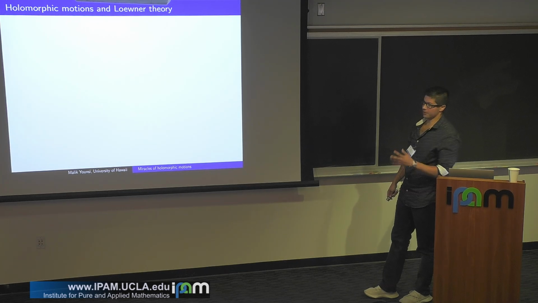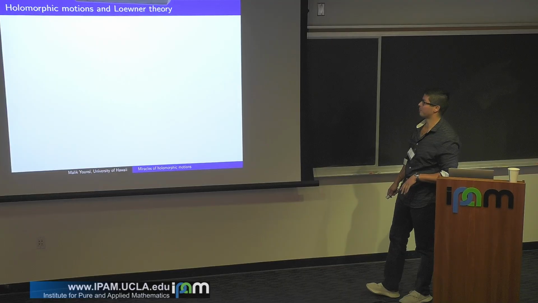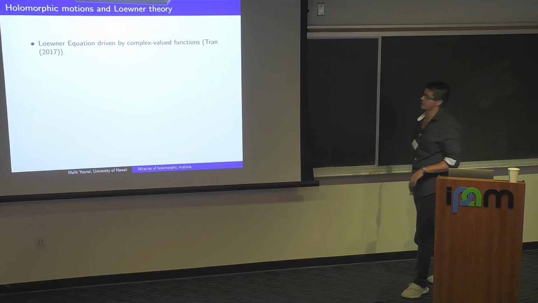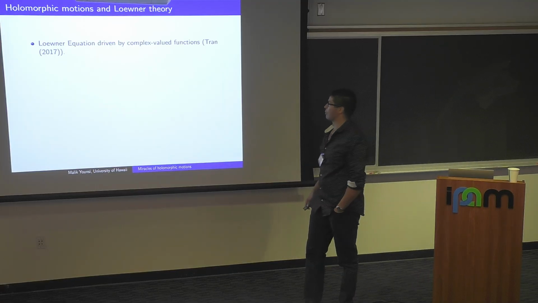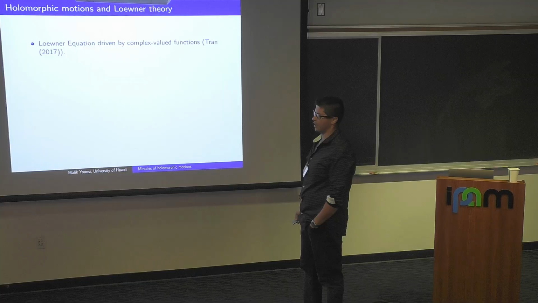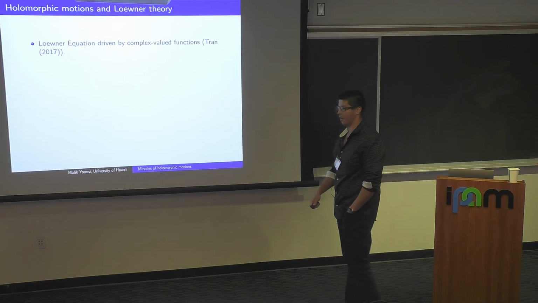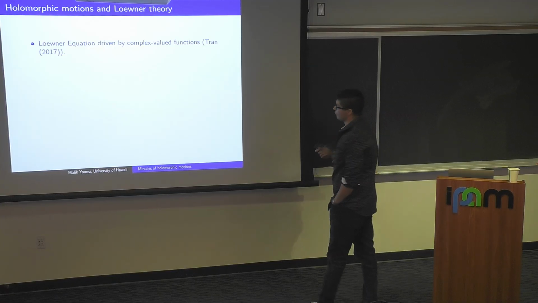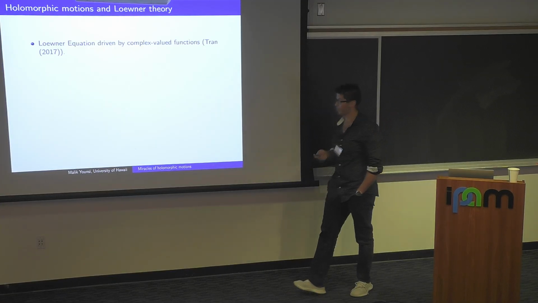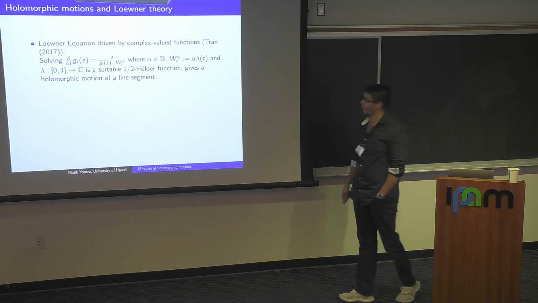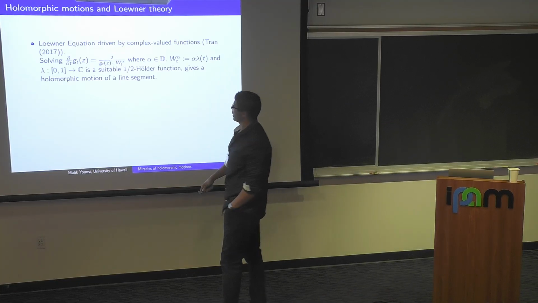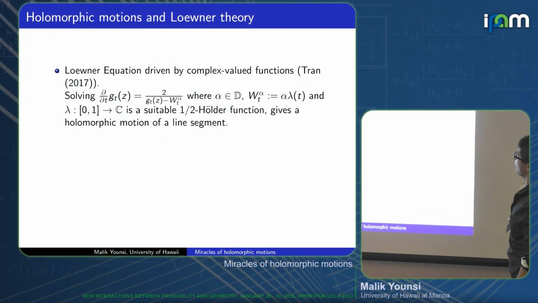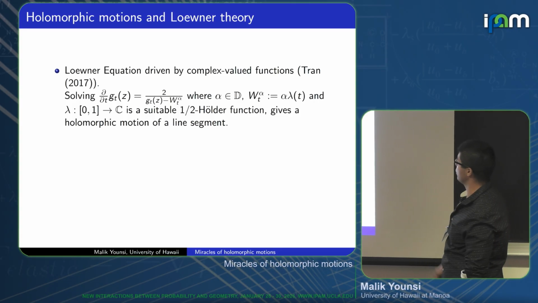I wanted to mention, because this is a workshop about probability also, so there's a connection between holomorphic motions and Loewner theory. So I learned this from a nice paper by Tran from 2017. I don't think it's published. Is that correct? Yeah, okay. And so what Tran did is he studied the Loewner equation driven by a complex valued function instead of a real valued function. So you looked at this Loewner equation here, where the driving function is complex and it depends on some parameter alpha, which lives in the unit disk.